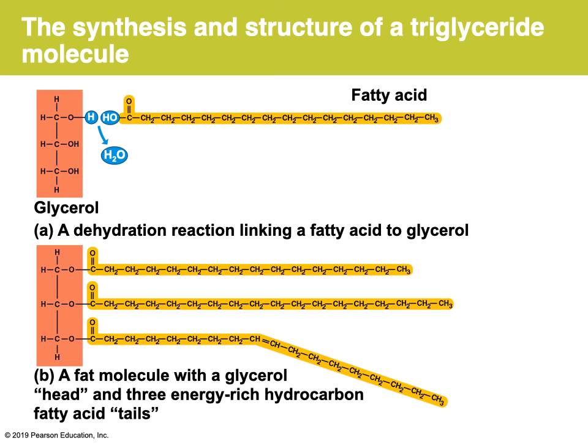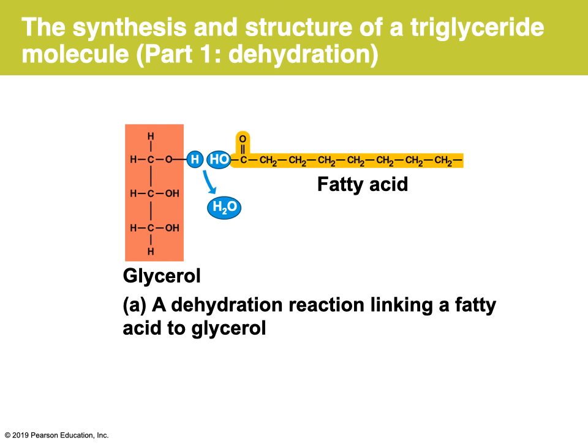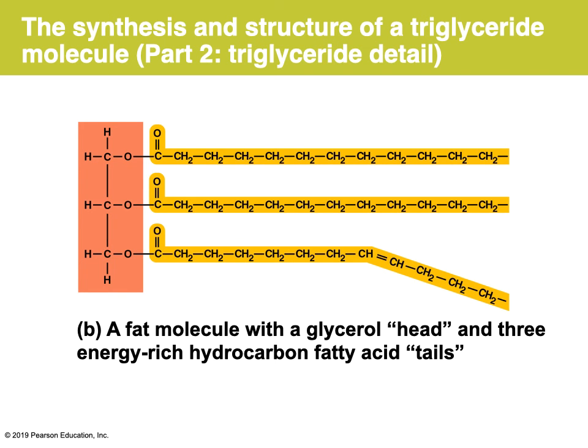So here we see the synthesis and structure of a triglyceride. So again, there's your glycerol, that vertical rectangle in the diagram. And on the top diagram, you see a fatty acid joined to it by dehydration synthesis. Well, repeat that 3 times and you wind up with a fat molecule. So it's a glycerol head and 3 energy-rich hydrocarbon fatty acid tails. And you notice that one of them has a little kink in it. We'll get to that in a little bit. So again, dehydration synthesis, repeated 3 times, and now you have a triglyceride.